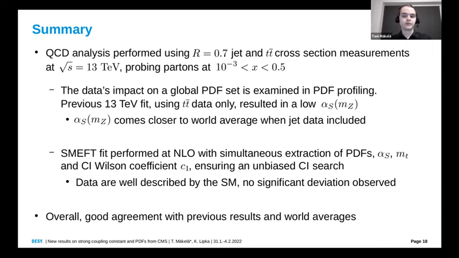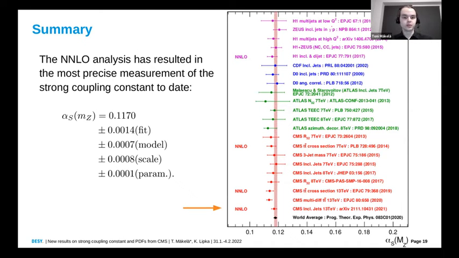And as perhaps the most important result, particularly for this conference, would be the NNLO fit for alpha S, which is the most precise value to date obtained in such an analysis. And you can see a combination of several measurements on the plot here on the right-hand side. And the analysis that I just explained about is now given as the last red line of the plot.